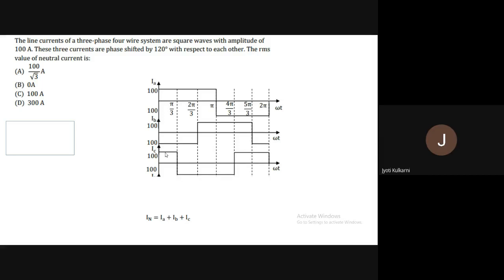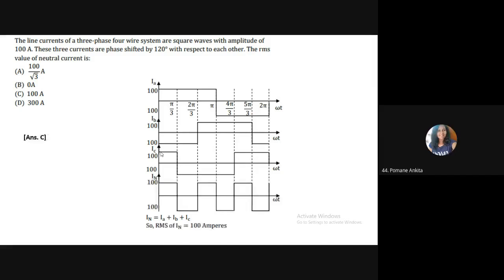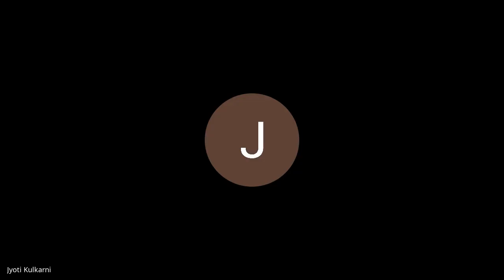Yes, very good, 100. So in 0 to pi by 3, I am getting neutral current as positive 100. With the same logic, in the next period, that is pi by 3 to 2 pi by 3, I am getting IN as minus 100. Why minus 100?